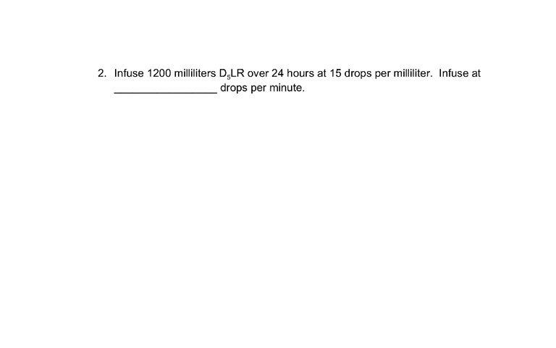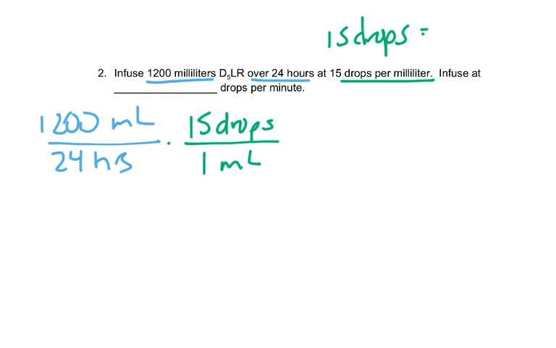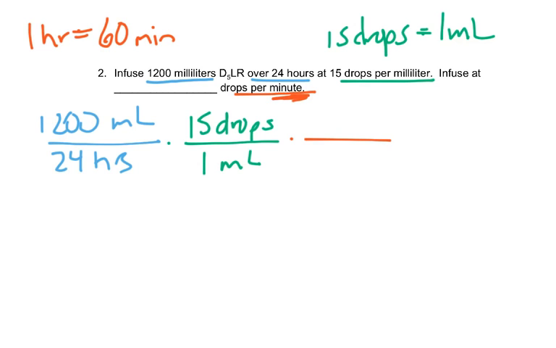So here's another example. We have 1,200 milliliters over 24 hours. So we'll start with that, 1,200 milliliters over 24 hours. Here it says 15 drops per milliliter. So we're going to put the milliliters on the bottom and the 15 drops on the top. Remember, this is really telling us 15 drops for 1 milliliter. And again here it talks about wanting drops per minute, and we have hours, so we have to remind ourselves that 1 hour is 60 minutes. And we're going to use that to write our last fraction here. Here the hours are on the bottom, so we want the 1 hour on the top and the 60 minutes on the bottom. So that'll make the milliliters cancel out here and the hours cancel out here.